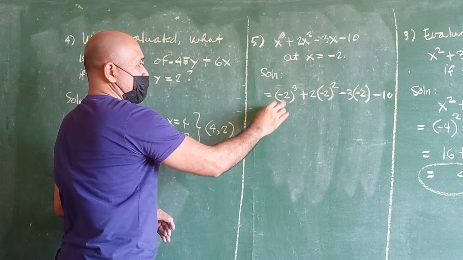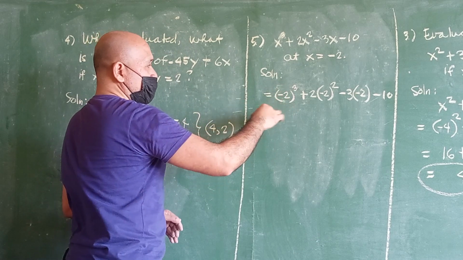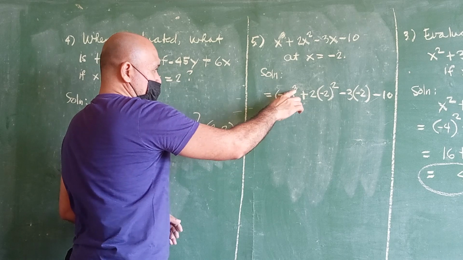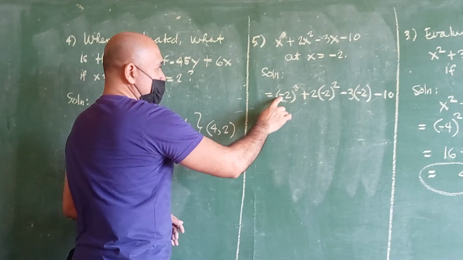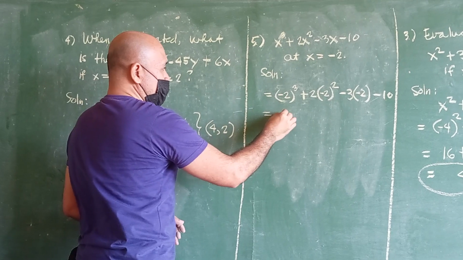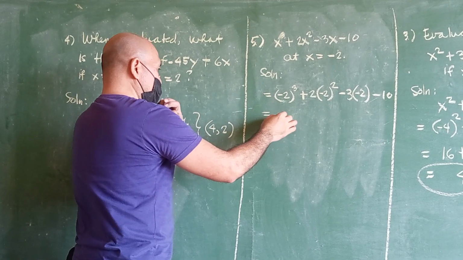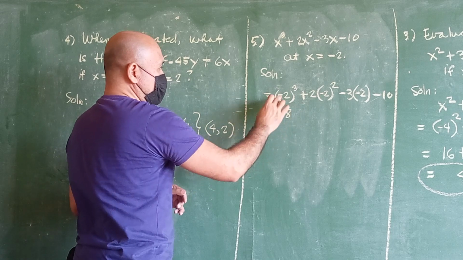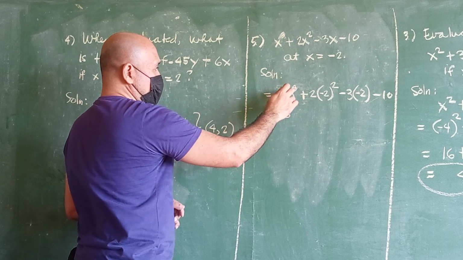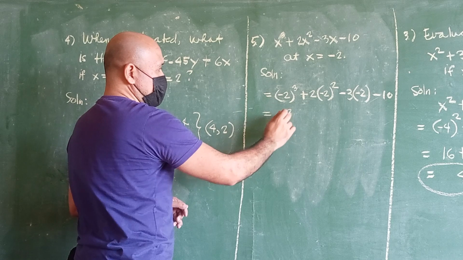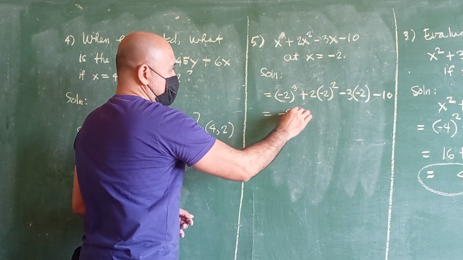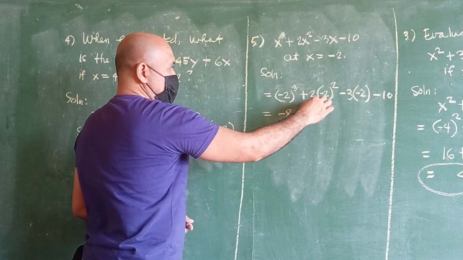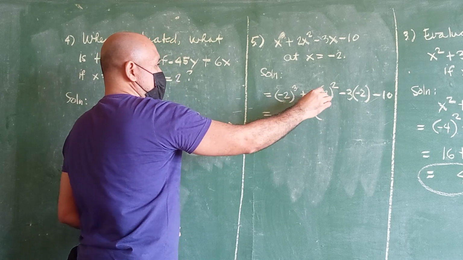So this will be negative 2 cubed. As I said before, if the exponent is odd and your base is negative, the negative will remain. And 2 cubed is 8. So when you simplify negative 2 raised to the power of 3, the result is negative 8. Plus, just bring down for a while these two and simplify the expression inside the parentheses.